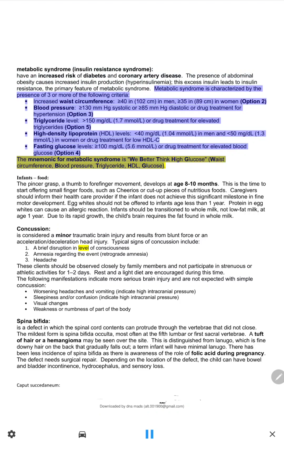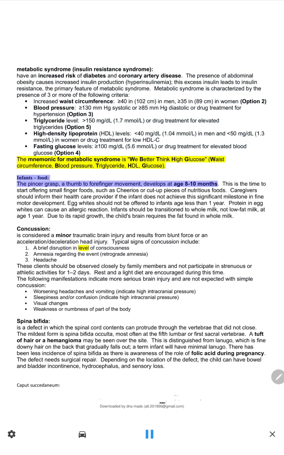The mnemonic for metabolic syndrome is: we better think high glucose, waist circumference, blood pressure, triglyceride, HDL, glucose. Infants, food. The pincer grasp, a thumb to forefinger movement, develops at age 8 to 10 months.